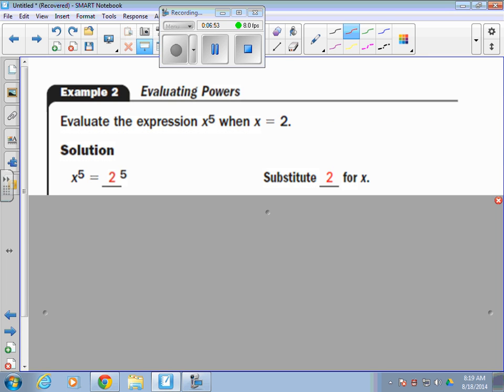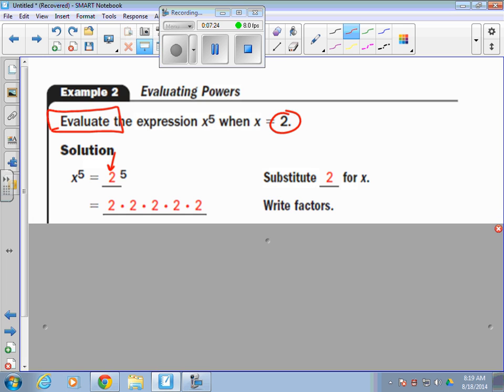Example number 2 says evaluate the expression x to the fifth power when x equals 2. Here we go. Now we're evaluating, which means we're going to substitute something in first, and then we're going to go ahead and multiply it by itself as many times as the power says to. So x to the fifth power, when x is 2, you substitute in place of x, you plug in a 2, which means, and then if you look off to the right, it says substitute 2 for x. And this is what I was explaining to you guys earlier. The blanks on the right might seem a little bit confusing to you, but once you fill them in on the left, usually you can figure out what they're asking you for on the right.